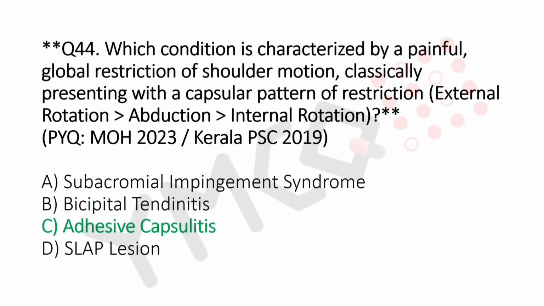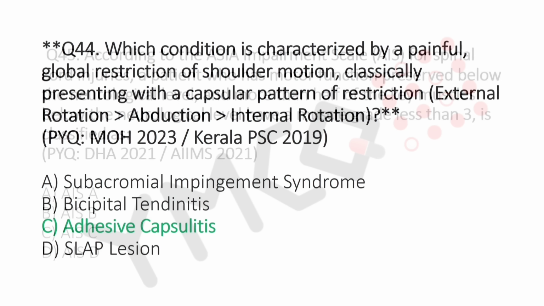Adhesive capsulitis, or frozen shoulder, restricts the entire joint capsule. It always follows a specific pattern of loss. External rotation is lost the most, followed by abduction and then internal rotation. Okay.